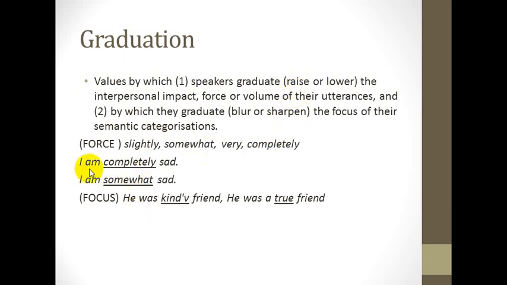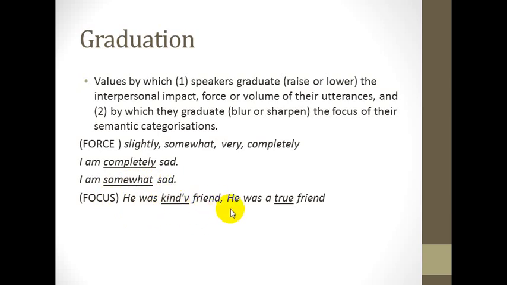Jadi ketika Anda mengatakan I am sad, nah itu masih belum ada gradasinya, tapi ketika ditambahkan I am completely sad, completely ini memberikan peningkatan betapa saya sangat sedih. But it will be different when you say I am somewhat sad. Saya ya sedih lah. Okay, somewhat di sini merendahkan tingkat sedihnya. And then focus. Nah, kalau focus ini adalah blurring and sharpening. Who was he? Dia siapa? He was kind of friend. Ya, kayak teman lah.